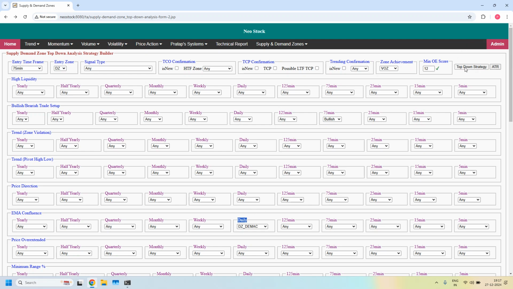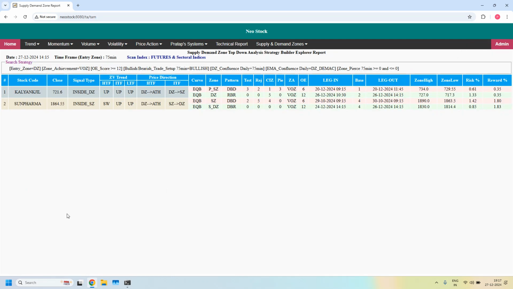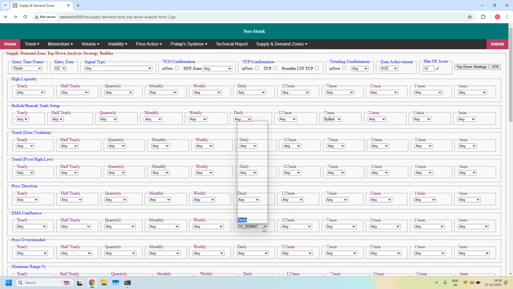Now let's filter the stocks. Now 2 stocks are filtered. So these 2 75 minutes demand zones are even more high probability trade setup supported zones, because these zones are part of the daily zone, and daily is having daily EMA confluence. Okay, next let us look for LTF, ITF and HTF demand zone confluence. I am removing the EMA filter.